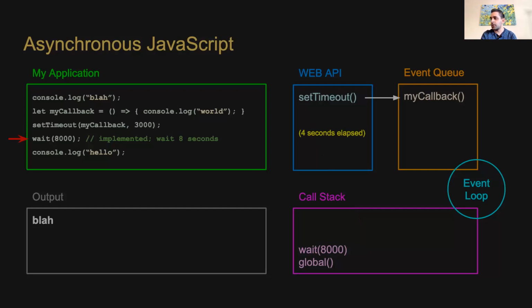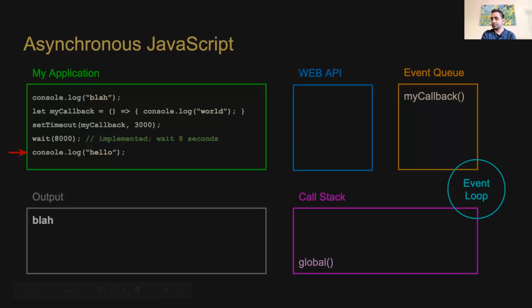Set timeout will complete, as in it'll count the three seconds, and then it'll push the callback to the event queue. So it did its task, and it's just saying, hey, here's your callback that you specified. So the callback gets added to the event queue. All right, the web API is done with this job. Again, 3 seconds have elapsed. Our wait is still there because we're waiting 8 seconds here. So we're halfway into that wait.